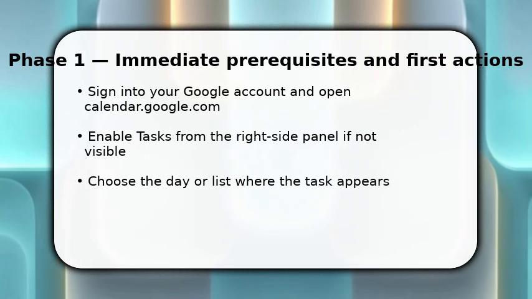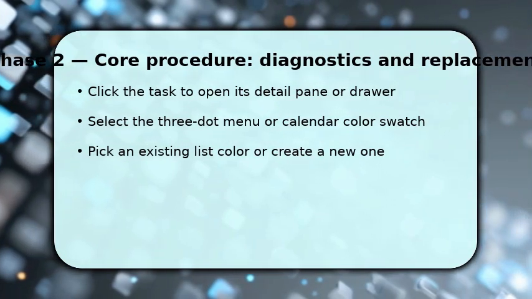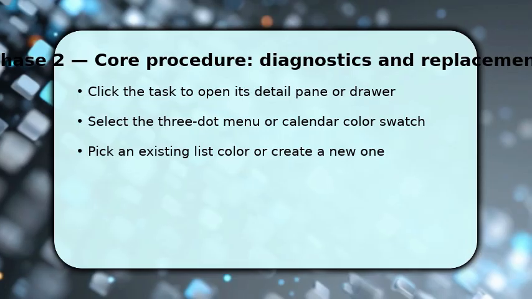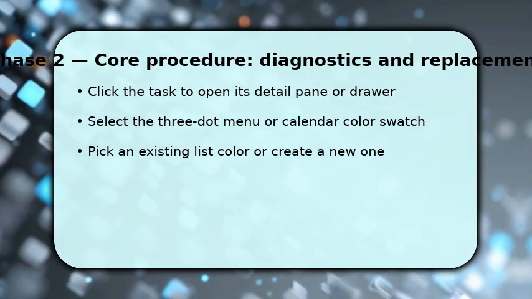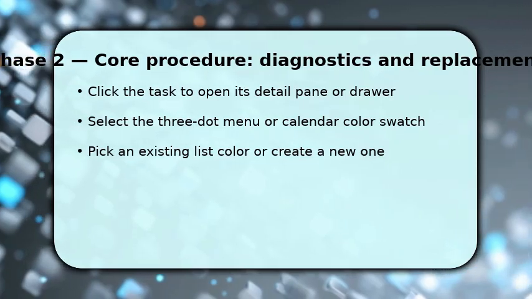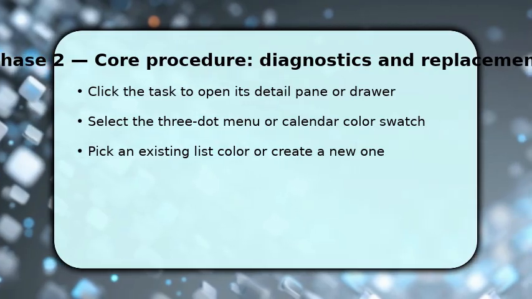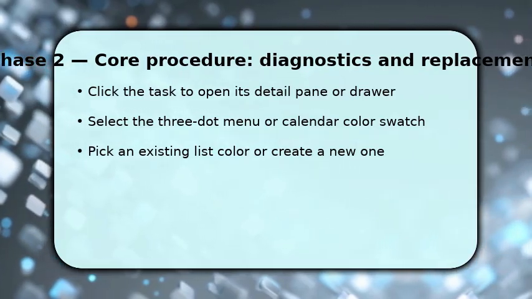With the task open, click the three-dot menu or the color swatch near the task title to access color options. This exposes list-based color controls. You're changing the list color rather than an individual task color. Google ties task color to its list, so choose or edit the list color to affect all tasks inside.